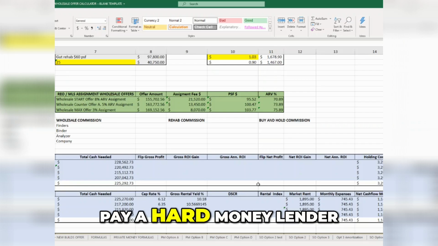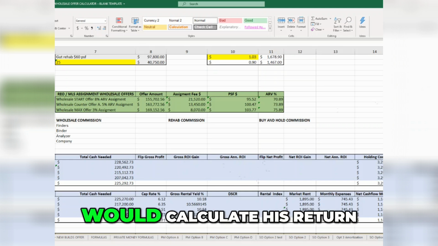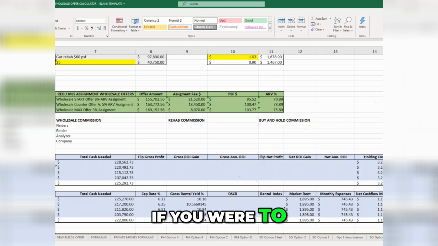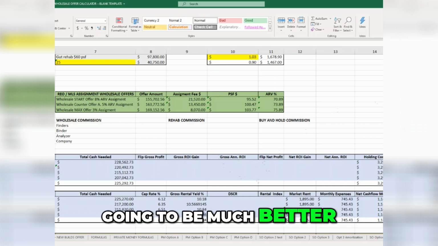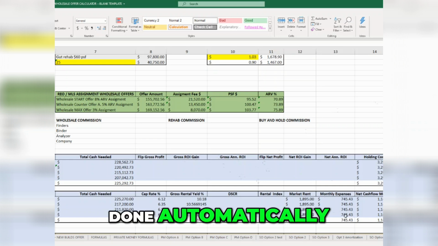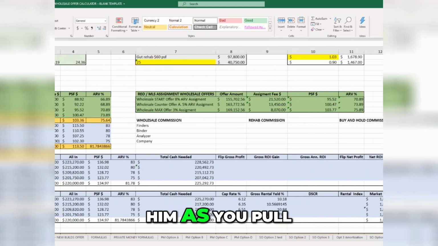how much he would pay a hard money lender. And then we'll calculate what his returns would be if he just does all cash, which is going to be one of these. And then we'll have a special tab that would calculate his return if you were to leverage with finance, which that number is going to be much better. So all of that is going to be done automatically, so you can have an intelligent conversation with him as you pull it through.